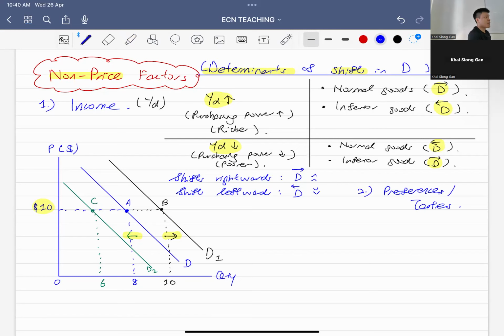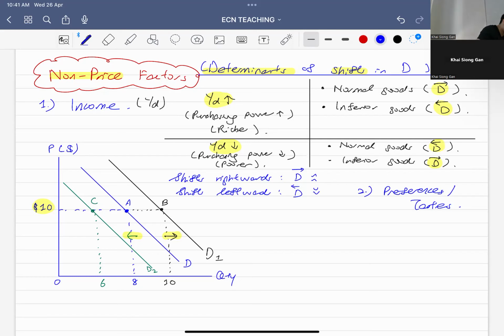curve itself. So maybe now, for example, people are very health conscious, and therefore the demand for organic food, healthy food, gym, all these will increase. Yeah, so it will shift rightwards. Okay, now this one is very easy to understand.